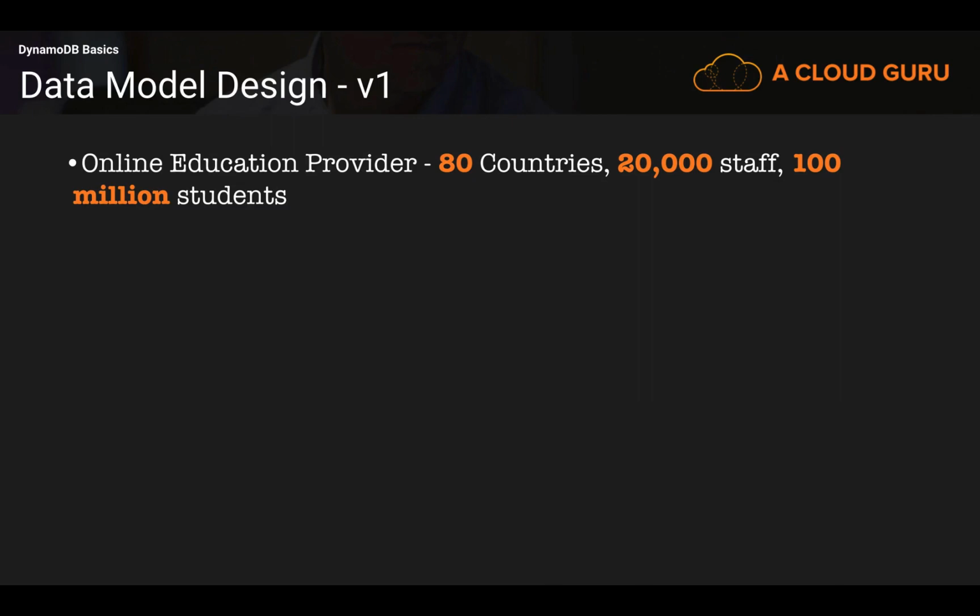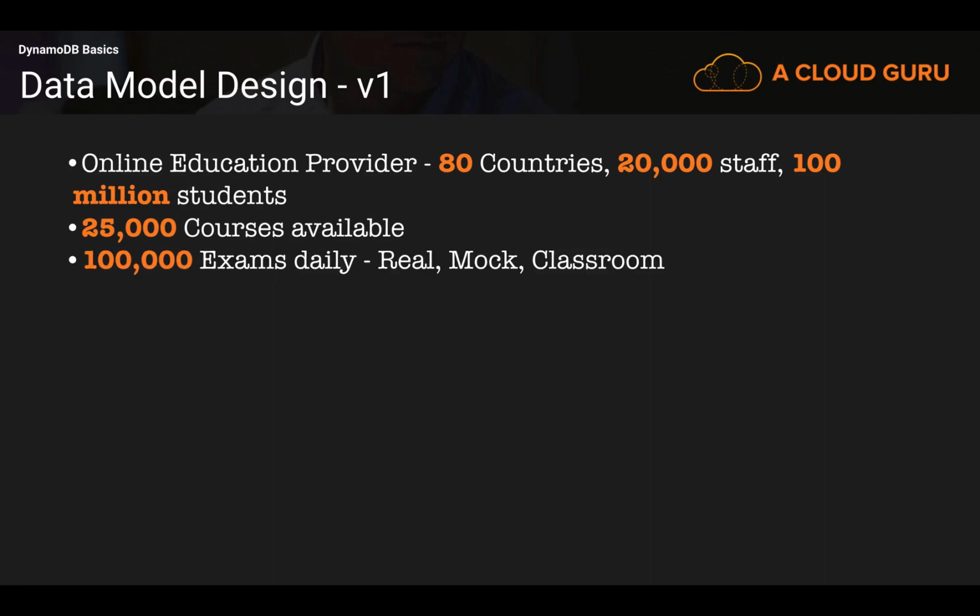Learning Online is an education provider which provides professional and K-12 education services to students around the world in 80 countries, 20,000 staff, and over 100 million students worldwide. They have 25,000 courses available, which consist of many modules, and the school has 100,000 exams running daily, averaged over the year, with some peak periods.